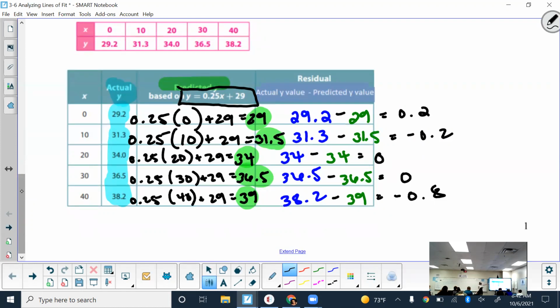Right? And making a table is a good strategy. I mean, do you really need to show all of this? No, but at least it'll help you make those connections on your test. Right? Your actual minus your predicted. Questions?